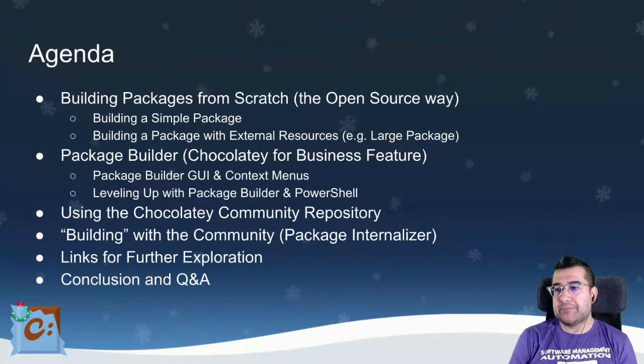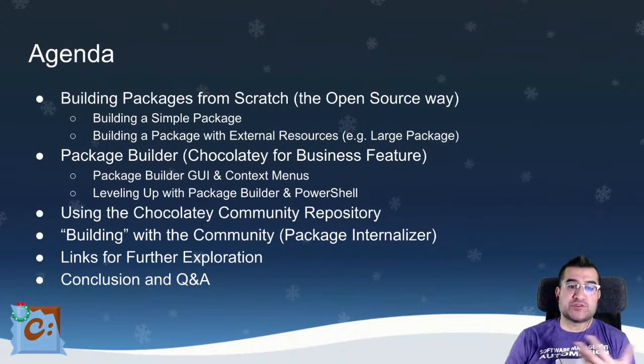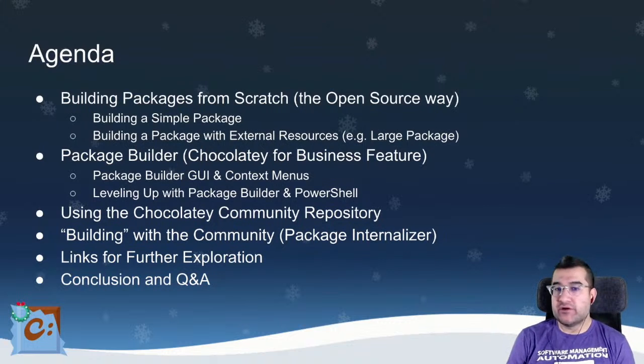And then we're going to hop into Package Builder, the Chocolatey for Business feature, and I'll show you the quick way to do everything in as little as 5 seconds. That includes the Package Builder GUI, as well as the context menus built into that. And then I'll also show you how to do that from the command line approach, and a quick PowerShell script, just a for each loop, essentially. Take everything in a folder that's an installer and turn it into a Chocolatey package, nice and easy.